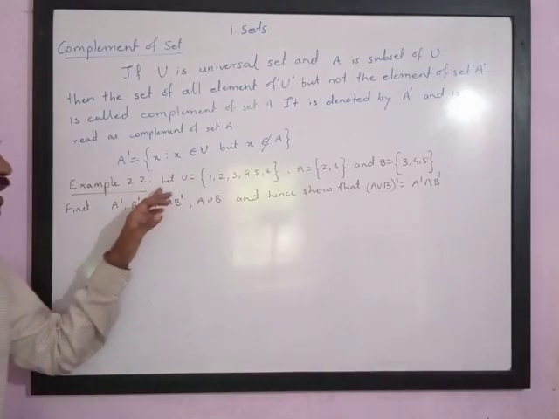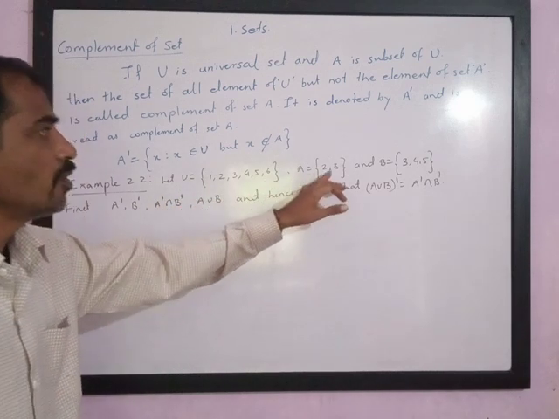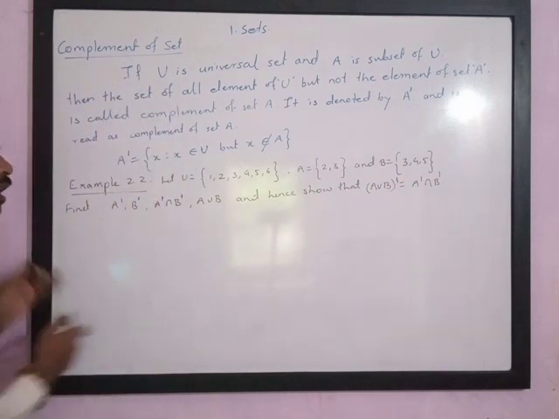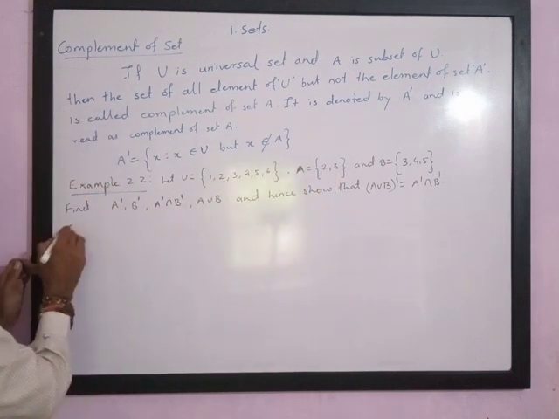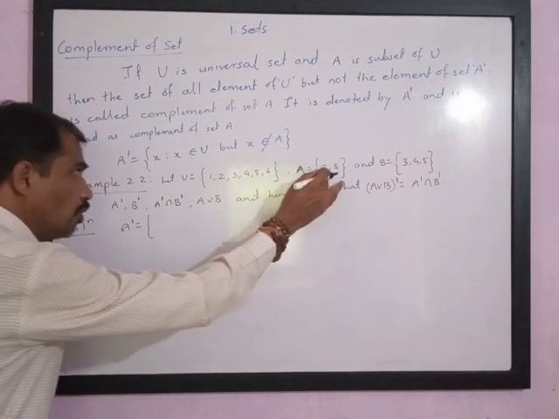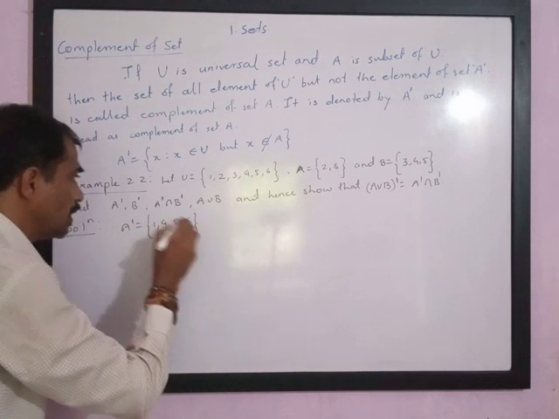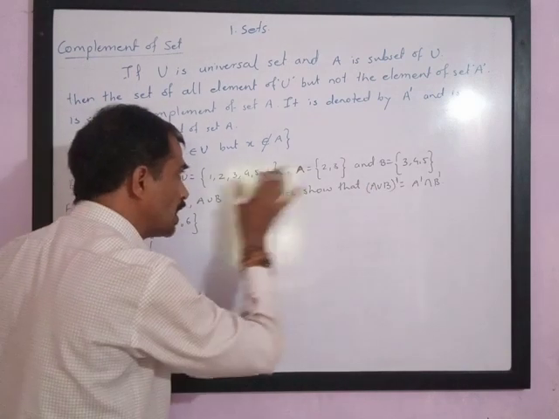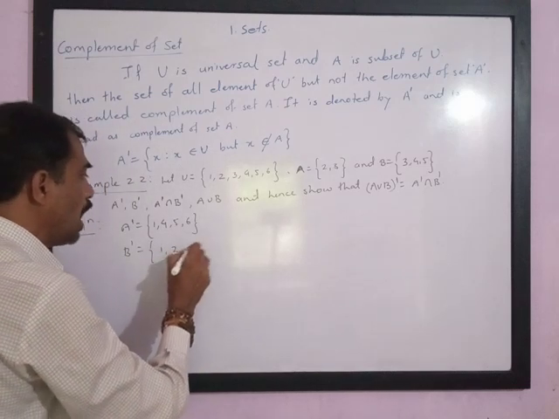Next, the 22nd question is, let U be the universal set of 1, 2, 3, 4, 5, 6 and A is the set of 2, 3, B is the set of 3, 4, 5. Find A complement. A complement means the set of elements which are in the universal set but not in A. So A's complement is equal to the set of, we have to eliminate 2, 3, so it will be 1, 4, 5, 6. Then B's complement is the set of elements which are in the universal set but not in B. So it is the set of 1, 2 and 6.